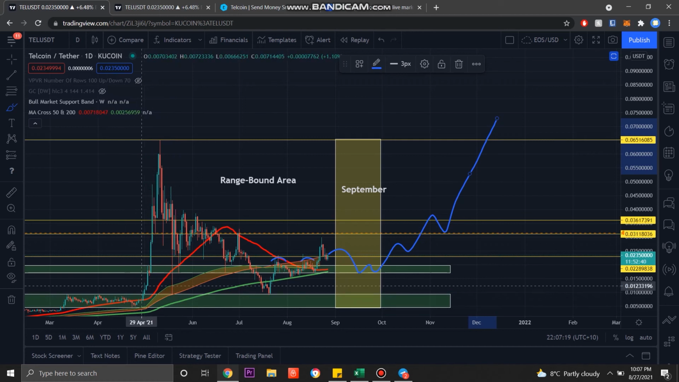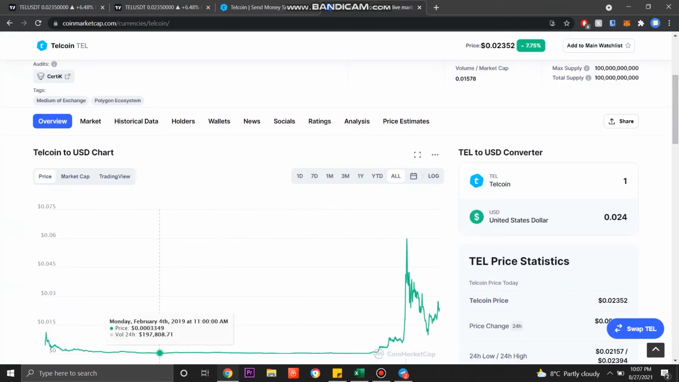Usually with coins like Telcoin, we have very strong patterns. Telcoin has established itself to be a very sharp mover. As you can see, there's not much general upwards movement in an upwards trend. It's just sharp moves up and sharp moves down. It's one of those coins similar to a lot of coins we've analyzed on this channel before.